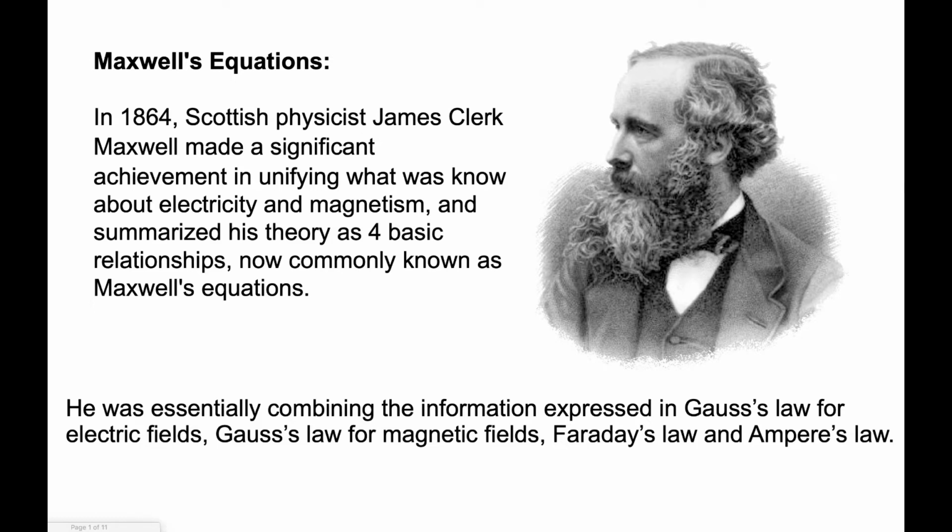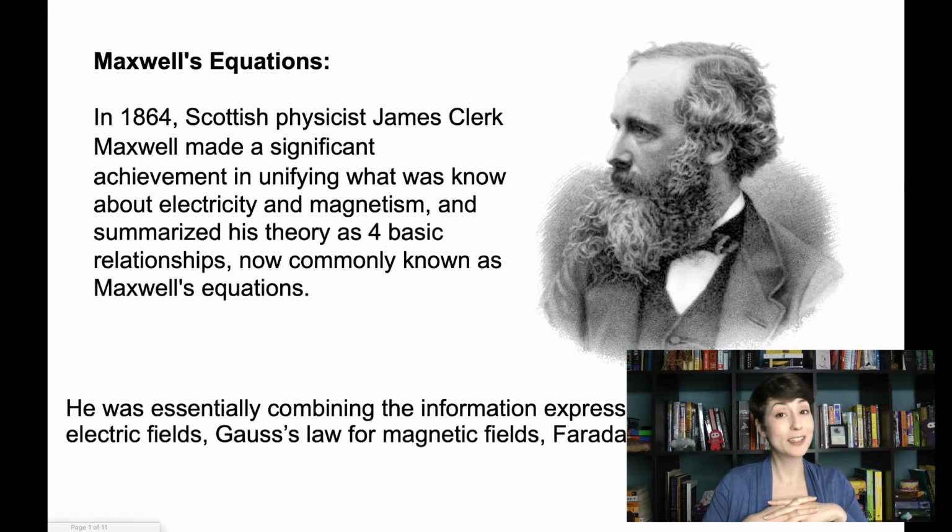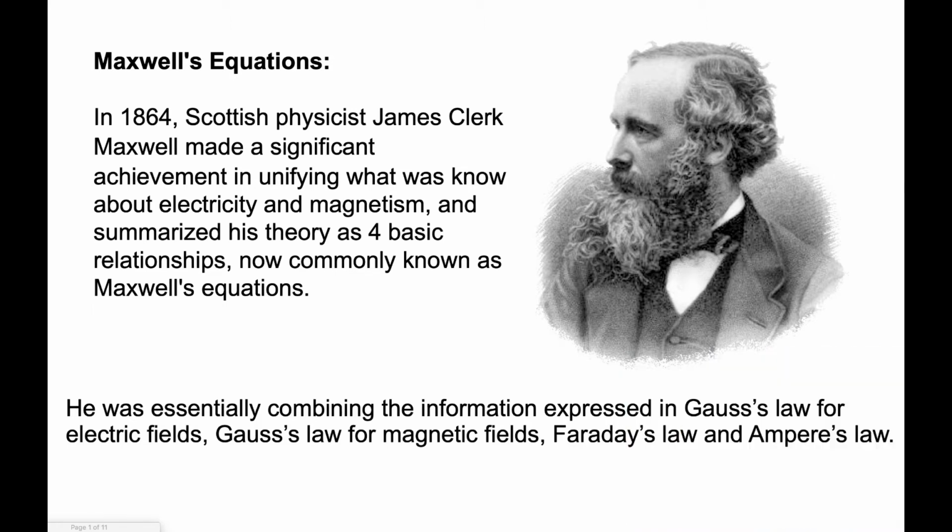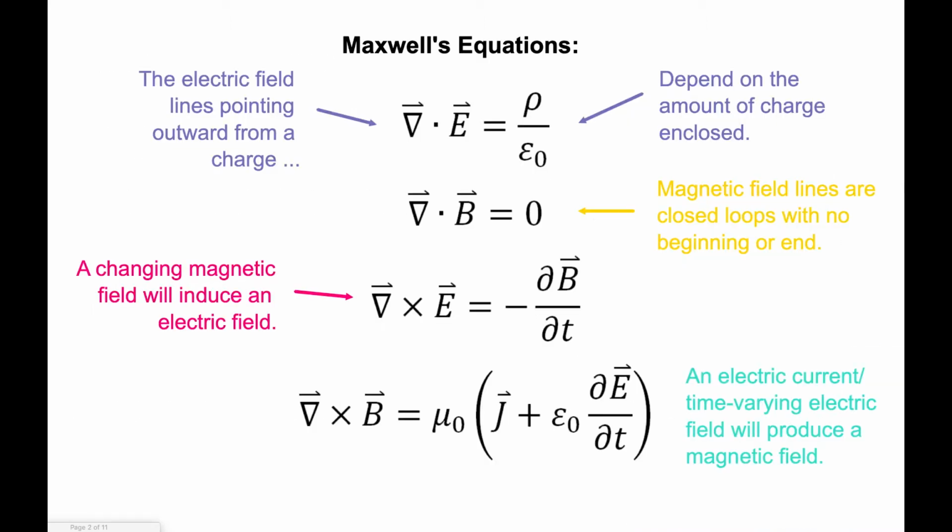Now, Maxwell put them all together into four very important equations, which are called Maxwell's equations. And he was very surprised to discover that what he had actually described was a wave, a time-varying electric and magnetic field. He was describing light, and that was a shock to everyone. These are the four equations, Maxwell's equations.